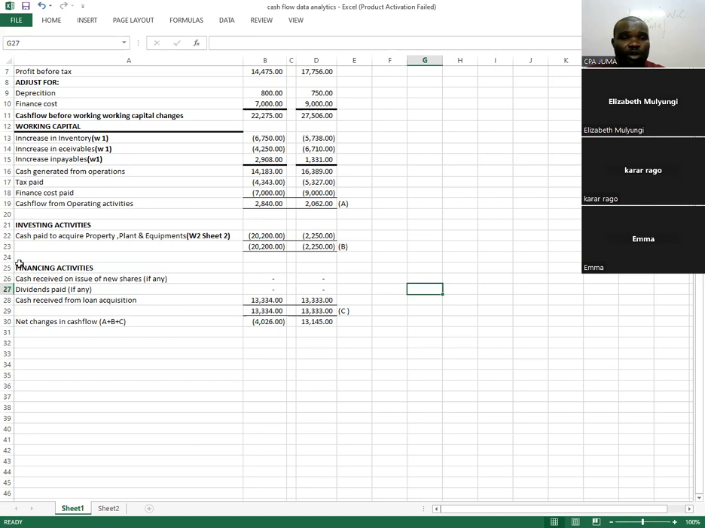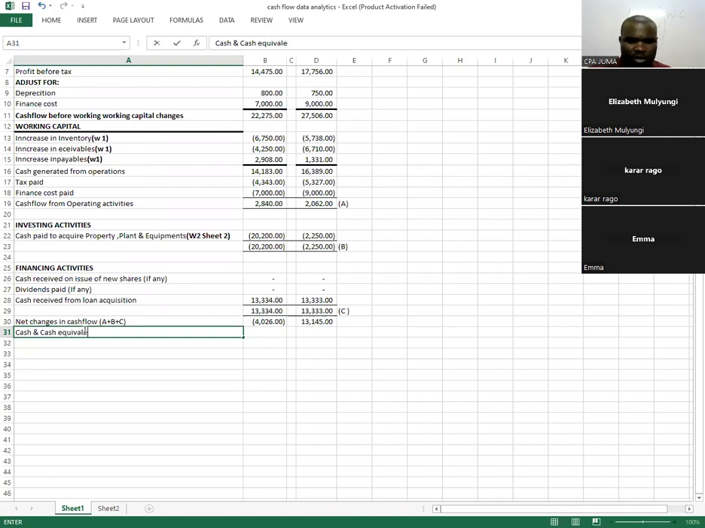Then now you bring what is called cash and cash equivalents. If you want to balance, cash and cash equivalents at the beginning. We are finishing there so that we reconcile. Then you get cash and cash equivalents at the end.